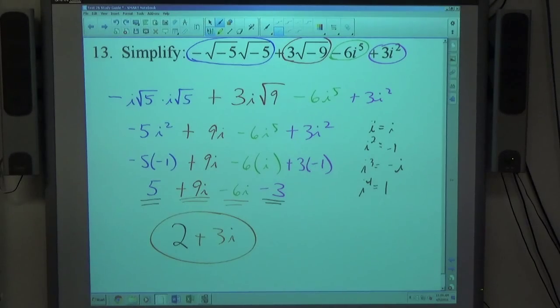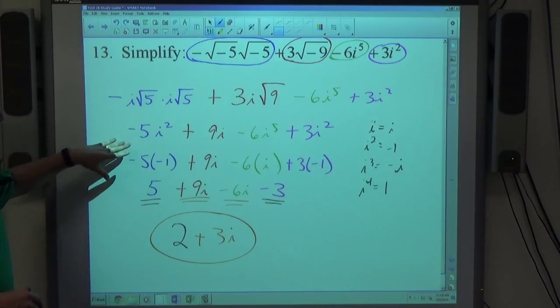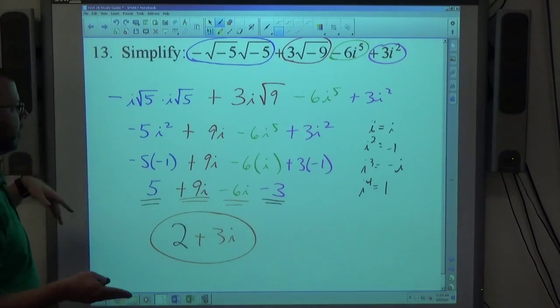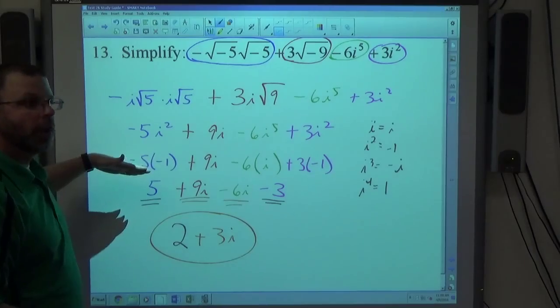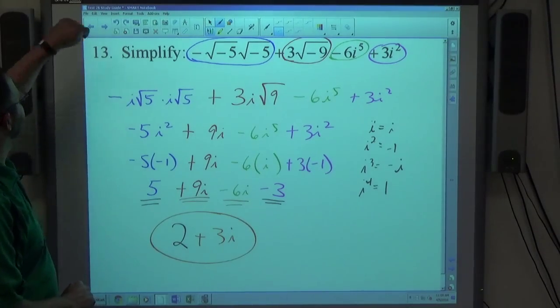Okay, that's the process. If you want to cut corners, that's up to you. Just make sure that you don't cut so many corners you get the wrong answer. If you get the right answer, cutting corners is fine. If you're not getting the right answer, that's how you don't cut corners. Every single step shown there.